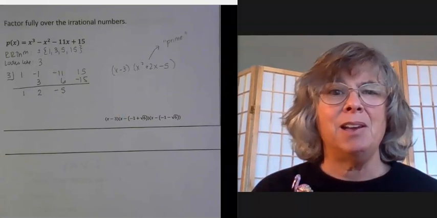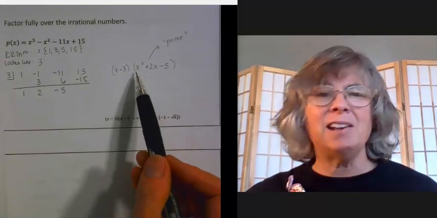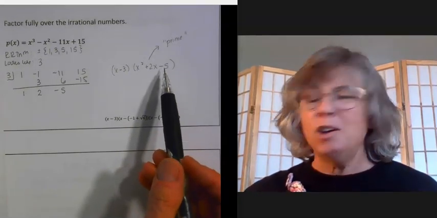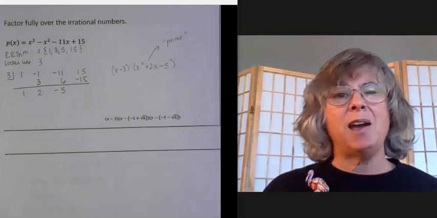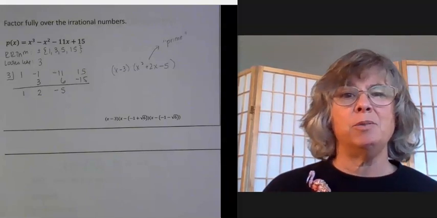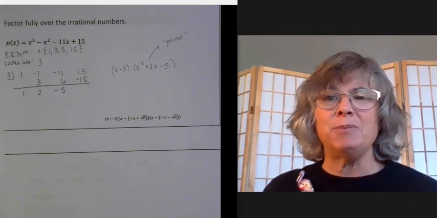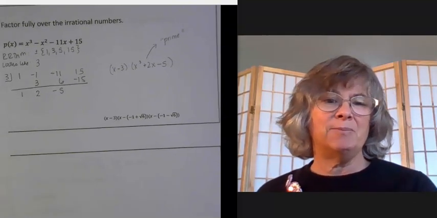Here's the next step. And you get this. That is prime. You could try to factor the heck out of it, and you're not going to get anywhere. So how would you solve if you had a quadratic equation? 0 equals x squared plus 2x minus 5. You'd use the quadratic formula. Let's see what happens with the quadratic formula.